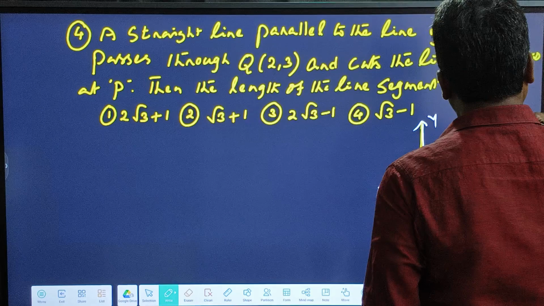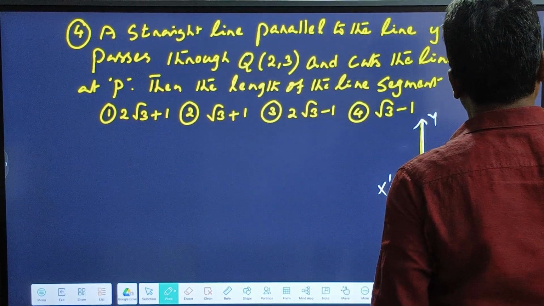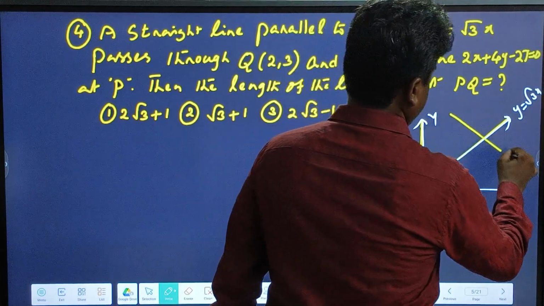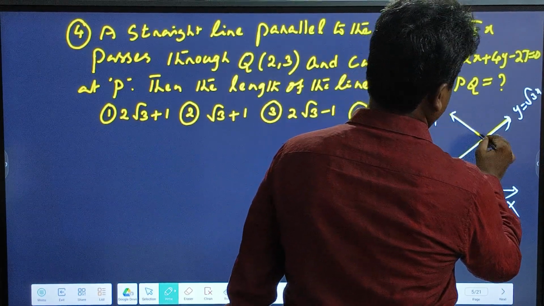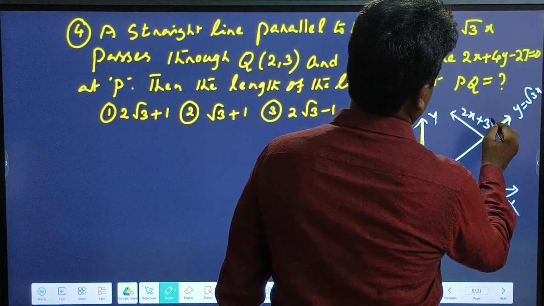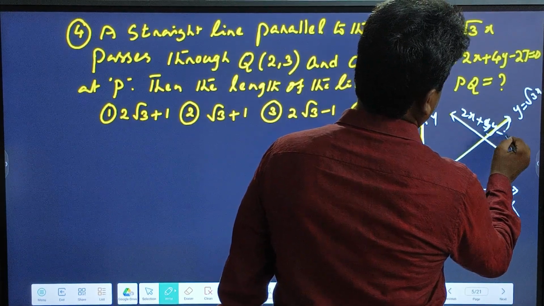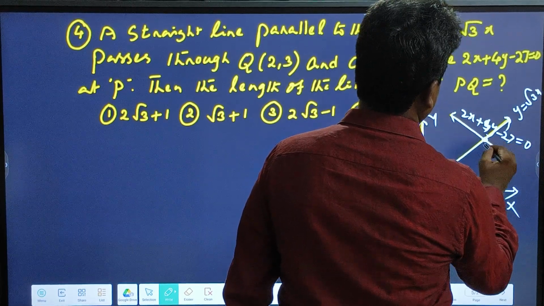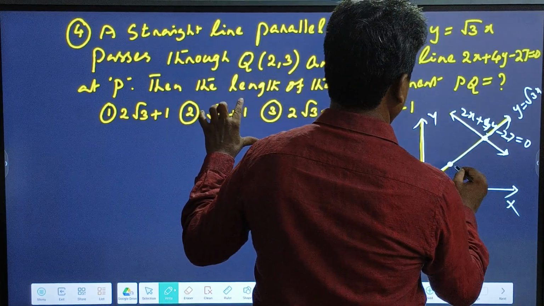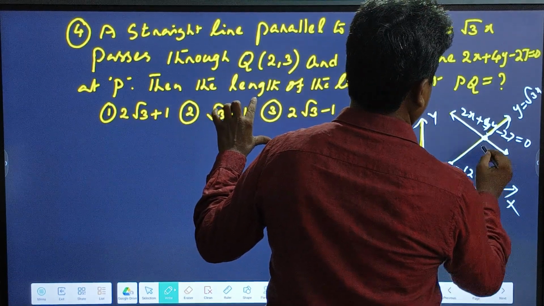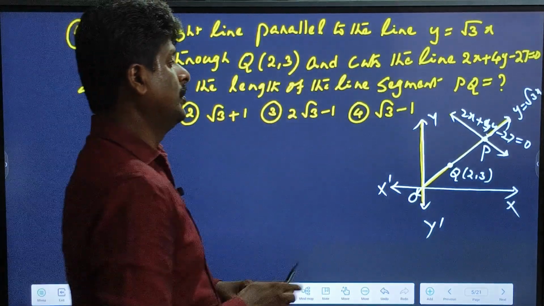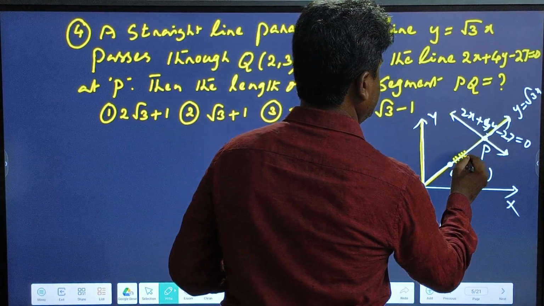a straight line y equals root 3x. This is intersecting another line 2x plus 4y minus 27 equals 0 at the point P. The line passes through Q(2, 3), intersecting this line at the point P. Then what is the distance between P and Q?